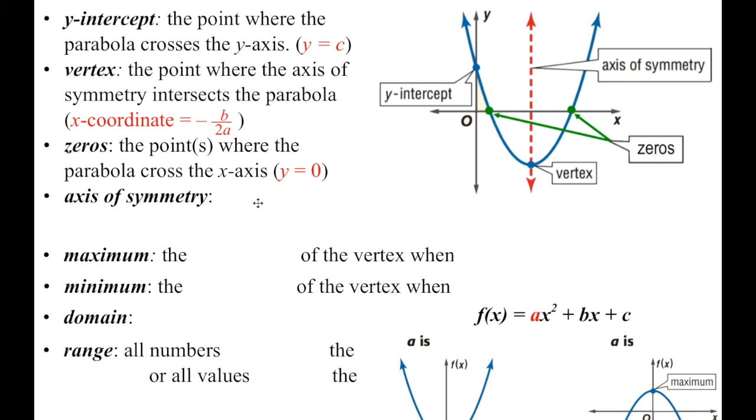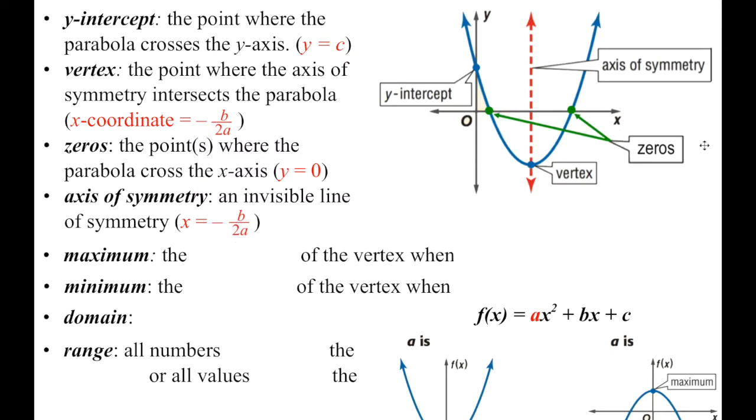The axis of symmetry, you already know how to find the x-coordinate of the axis of symmetry because that's the x-coordinate of the vertex. That's that same formula, x equals negative b over 2a. But the axis of symmetry, remember, is a vertical line, and all vertical lines have the form x equal to a number. So this axis of symmetry is always going to be x equal to a number. Remember not to just write what the number is. It is an equation of a line. So it's x equal to the number.